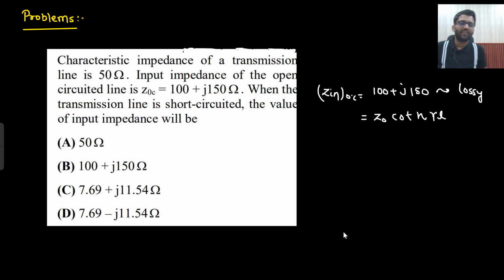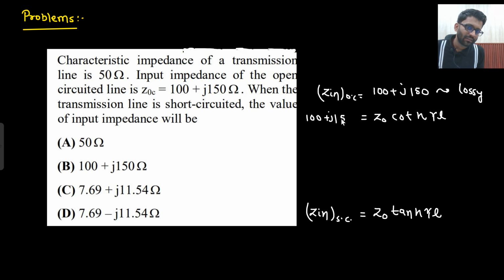Now you said that, sir, they will never ask for hyperbolic functions. Now they are asking for hyperbolic functions. But you do not need to do this calculation, because what you need to find is, when the line is short circuited, what is the value of input impedance? So what you need to find is this value, Z0 tanh gamma L, right? So from here, can I get the value of tanh gamma L? Yes. This is equal to 100 plus j150. And what is the value of Z0? The Z0 value is 50 ohm. So 2 plus 3j is equal to coth gamma L.